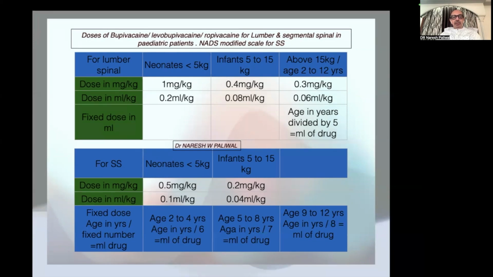For 2 to 4 years, age in years divided by 6. For 5 to 8 years, it is age in years divided by 7. And for 9 to 12 years, it is age in years divided by 8, equal to ml of the drug. So this is a simple formula. You can keep this in mind for giving spinal. You can vary the doses and additives according to your need.